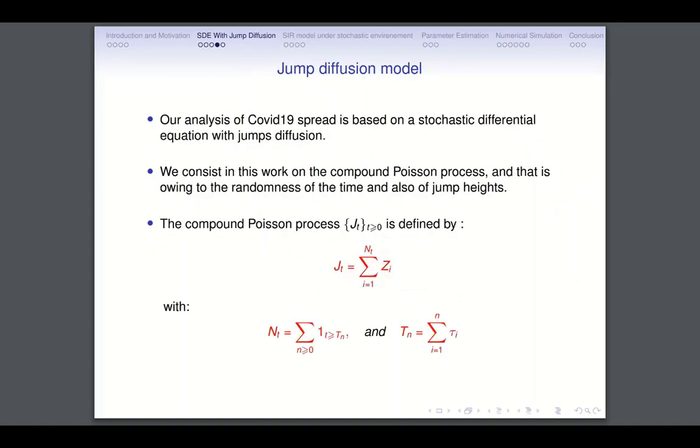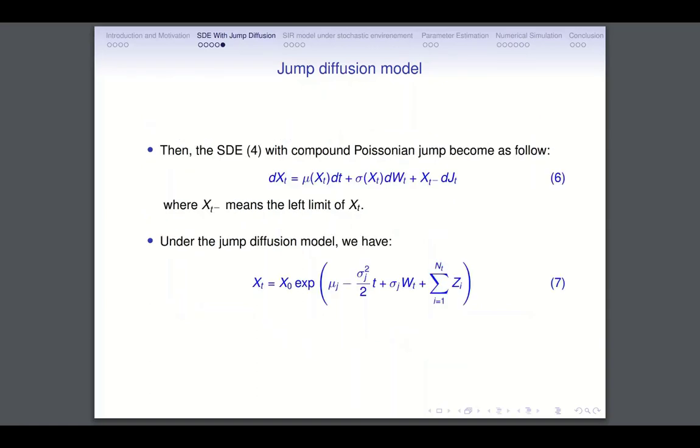So our analysis of COVID-19 spread is based on a stochastic differential equation, but this time with jump diffusion. We are going to add to our stochastic differential equation another process which represents the compound Poisson process with parameter lambda. Then we can write our SDE with compound Poisson jump as in equation 6, with X_{t-} meaning the left limit of X_t. And the solution of this equation is also known, which is equation 7.